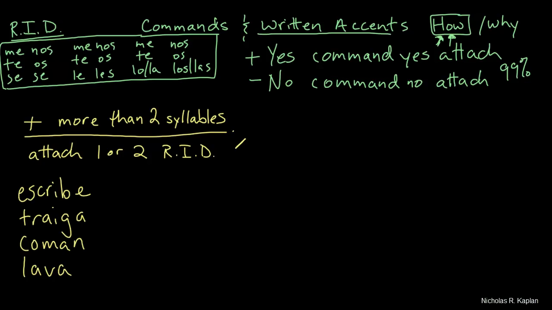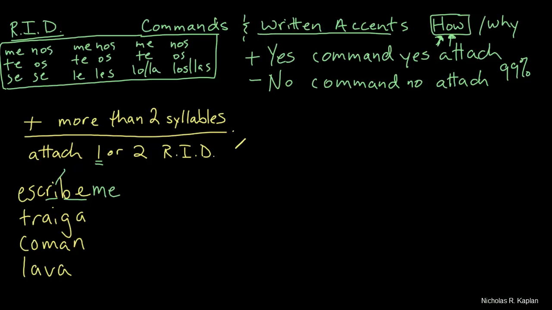Here we have a few commands. We've got escribe, traiga, coman, and lava. Let's say on the first one, instead of just saying write, we wanted to say write me. I added one thing, which means I'm going to need a written accent. So we go back to our original word, escribe, and we count back 1 syllable, 2 syllables, there goes our written accent: escríbeme. That's all there is to it. You count back 1, 2, done.